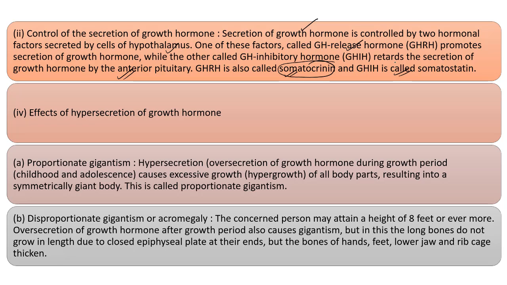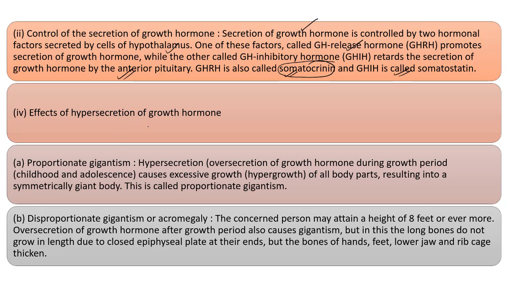Somatocrinin is the growth hormone releasing hormone secreted by hypothalamus, and GHIH, growth hormone inhibitory hormone, is the somatostatin, which is secreted by hypothalamus. And somatotropin is released by the anterior lobe of the pituitary.